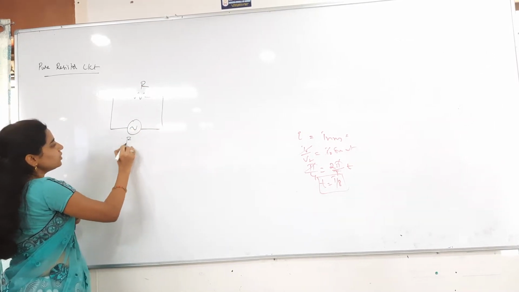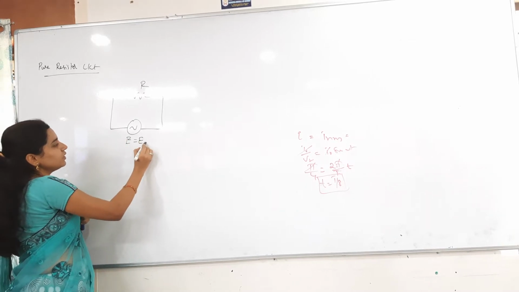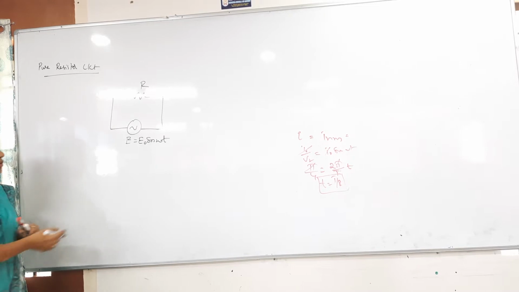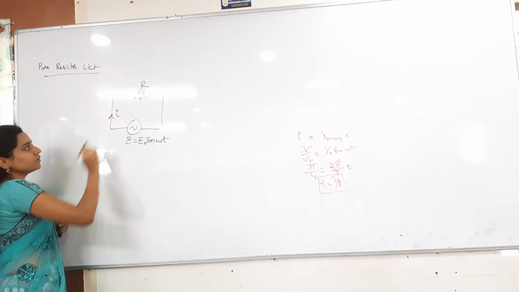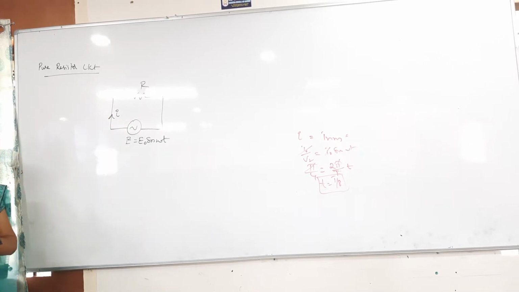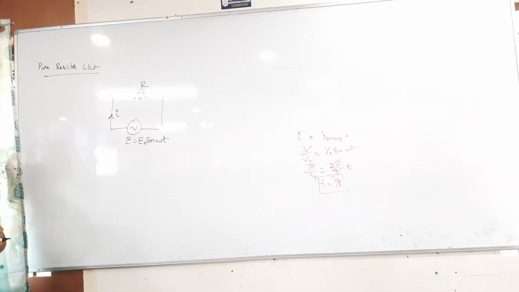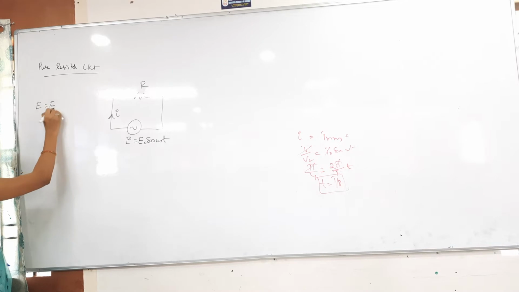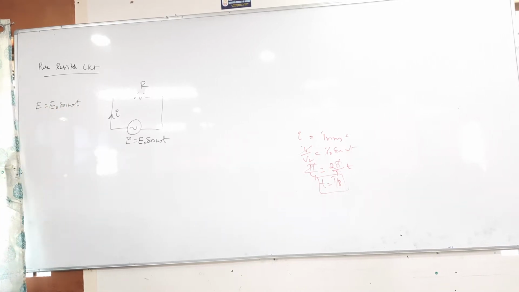So, this AC voltage E is equal to what we got? E naught sin omega t. Due to this AC voltage, a current I is flowing in the circuit. I have to find out that current I value. For that, first of all, what is the voltage I have taken? E is equal to E naught sin omega t. From that, I have to get the current.